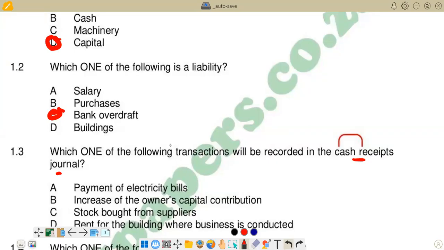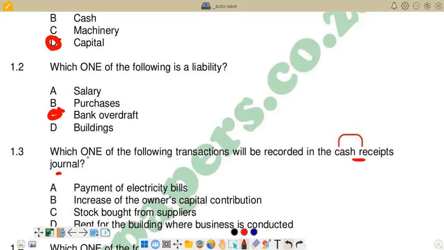And what is recorded in the cash receipts journal is whenever we receive money, or cash in the business, we have to record it in the cash receipts journal, regardless of the type of the money that we are receiving. We just record it in the cash receipts journal. So this is what we have in terms of the responses that we have there.